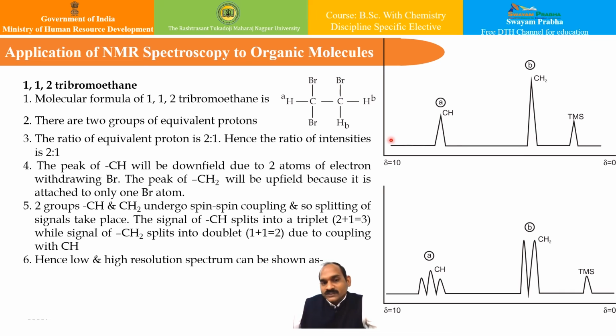The two groups CH and CH2 undergo spin-spin coupling, and so splitting of signals takes place. How is it going to split? This CH2 will split into a doublet and this CH will split into a triplet. So we will have this splitting as a doublet for CH2 and a triplet for CH. This is the low resolution spectra and this is the high resolution spectra. This is very raw analysis. How these signals can be split based on spin-spin coupling is given over here.